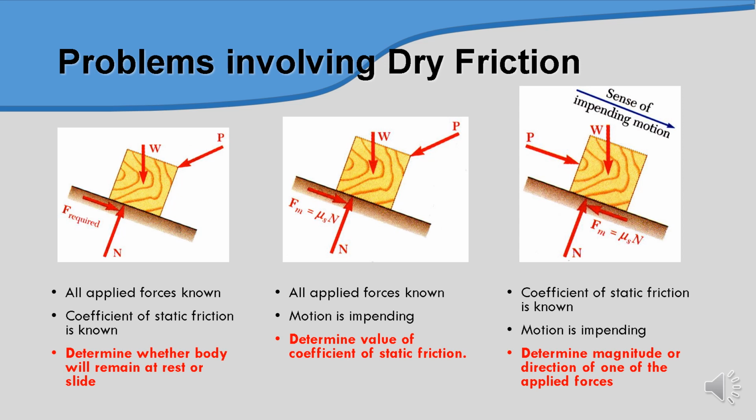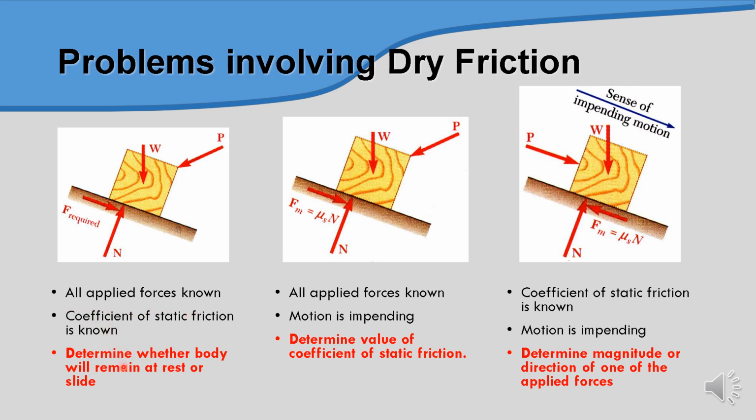So for problems involving dry friction, basically we are given all forces, okay, all forces given, including the coefficient of static friction. So the question is asking to determine whether the body will remain at rest or slide. Okay, and also a different question: all applied forces are given, so motion is impending, so determine the value of the coefficient of static friction. So there is an opposite from this.